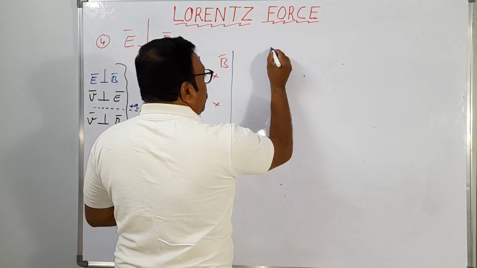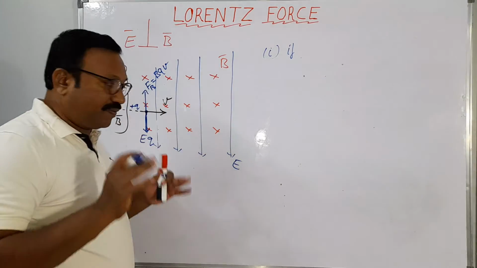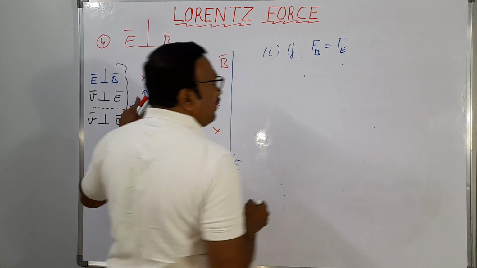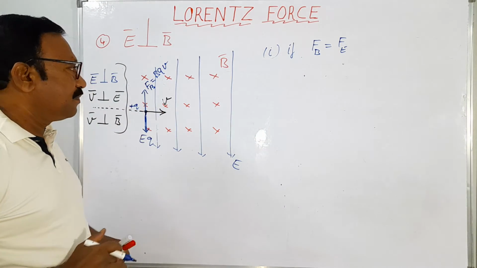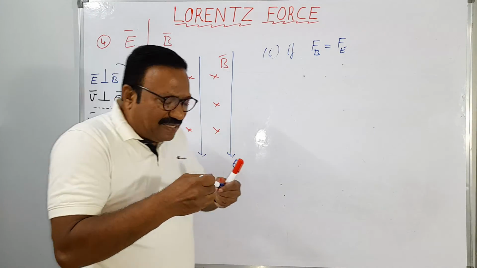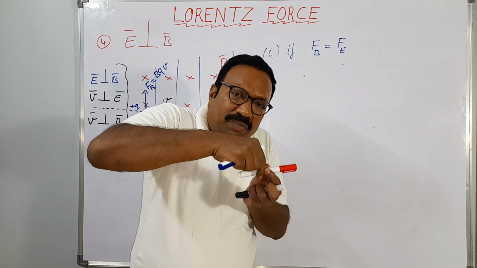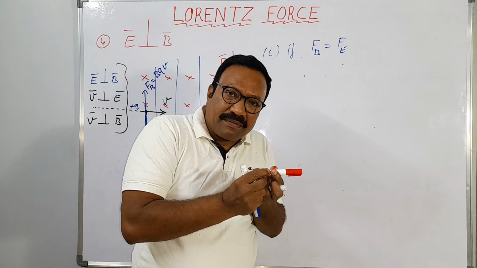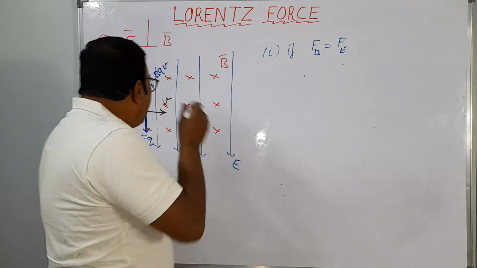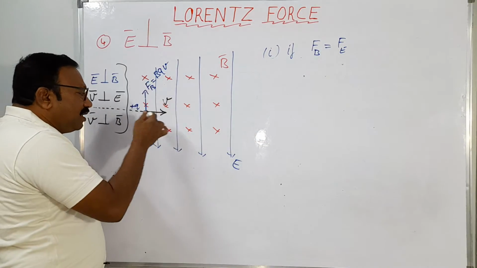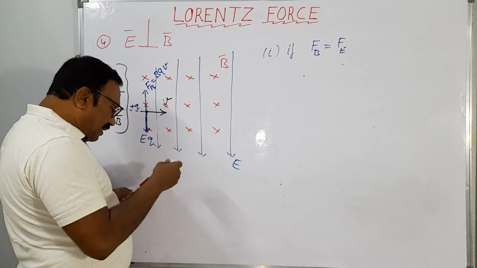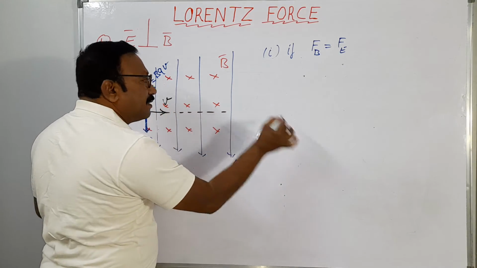So first condition, if force due to magnetic field is equal to force due to electric field, then what happens? They get cancelled. When both forces are cancelling, say some particle is going like this, you are applying 10 newtons upwards, 10 newtons downwards, for example. So both forces cancel, then it won't go in any direction, it goes straight. If these two forces are equal and opposite, they get cancelled. So this particle does not experience any force, and in that case it will go in a straight line.